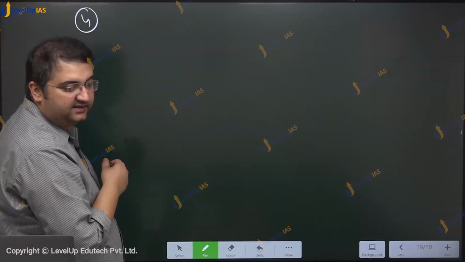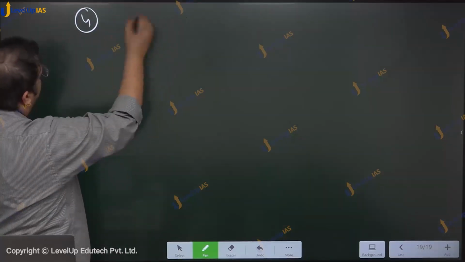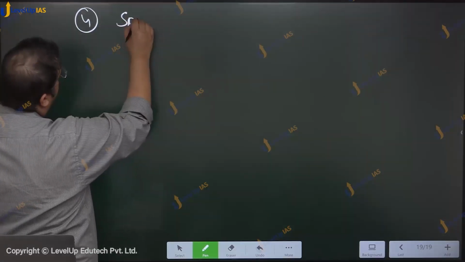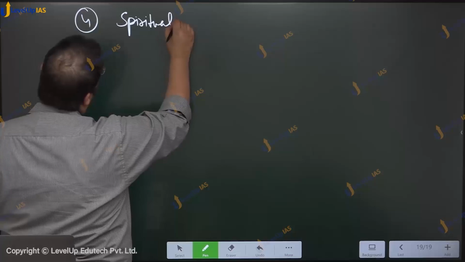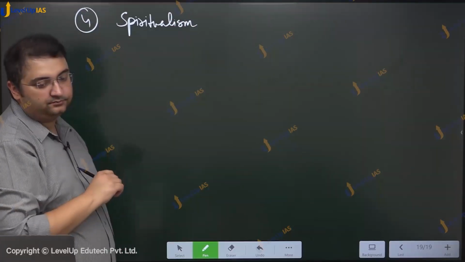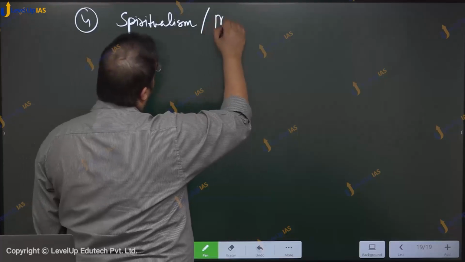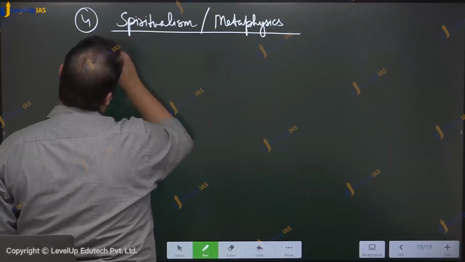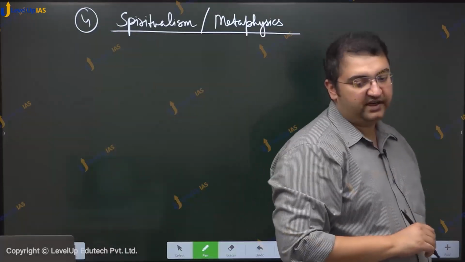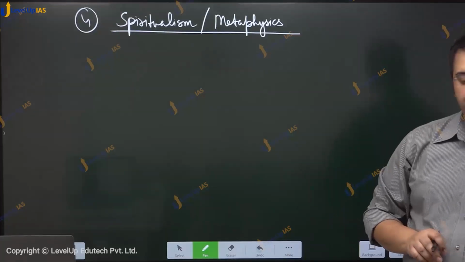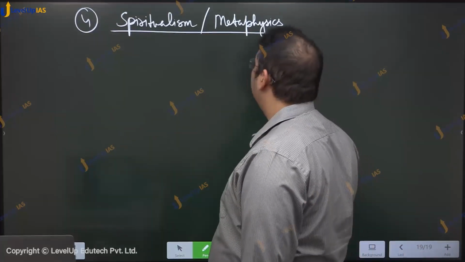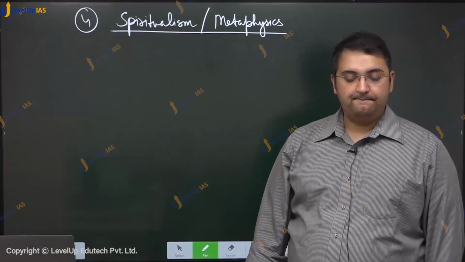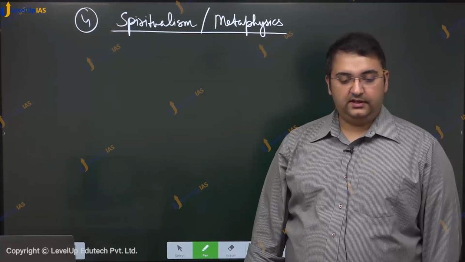At the same time, the early glimpses of spiritualism or metaphysics start becoming visible during the Chalcolithic age.